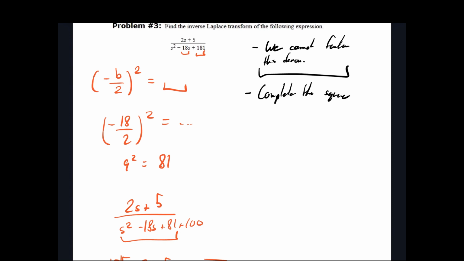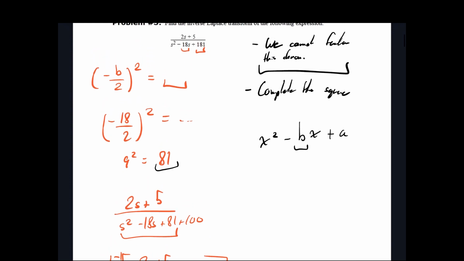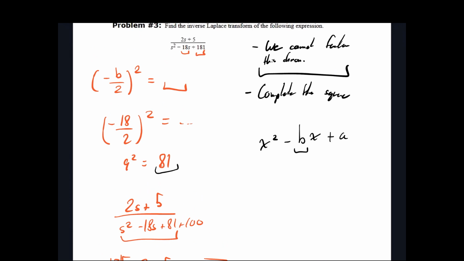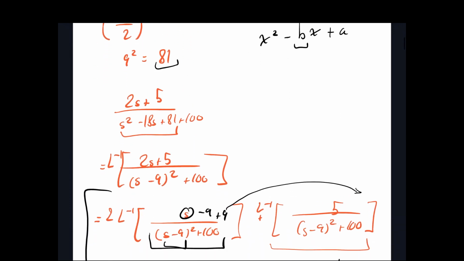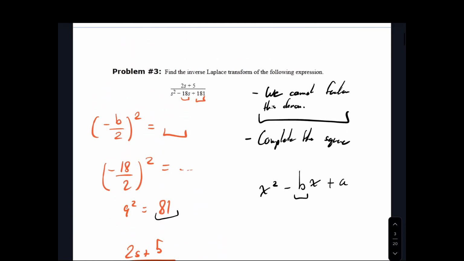So it's just b over 2 squared, the b being the coefficient attached to the s, or the middle term. You could have something similar like x squared minus b x plus a. And then you're just using this term right here. You plug it in, and you'll get the value being 81, which is what you're taking apart from your lone value at the end. So I'm taking out 81, leaving the 100 on the outside, and now this is what I'm taking the inverse Laplace of.